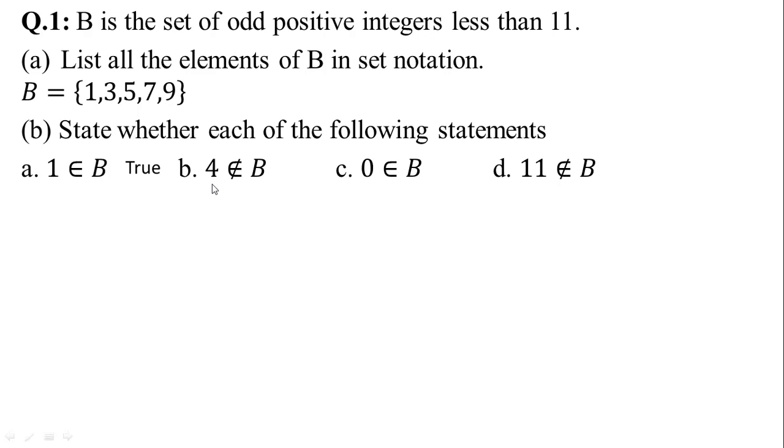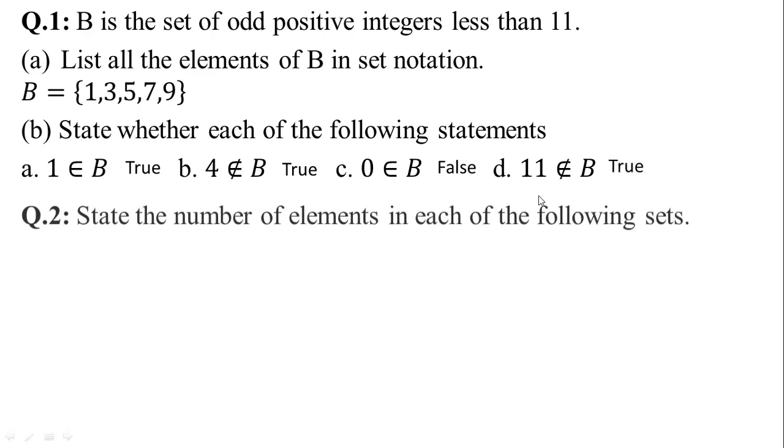In the second part, we can see that 4 does not belong to B. This statement is also true. So part b is also true, 4 does not belong to B. In part c, 0 belongs to B. Here 0 does not belong to B, so this statement is false. So part c is false. In part d, 11 does not belong to B. Here we can see that 11 does not belong to B, so this statement is true.